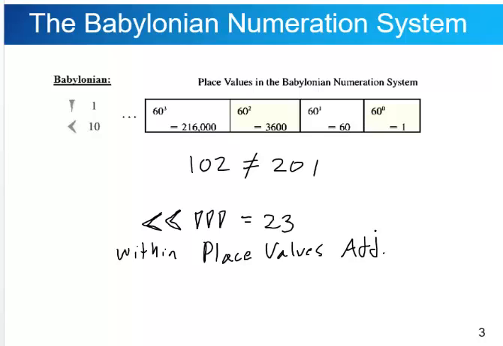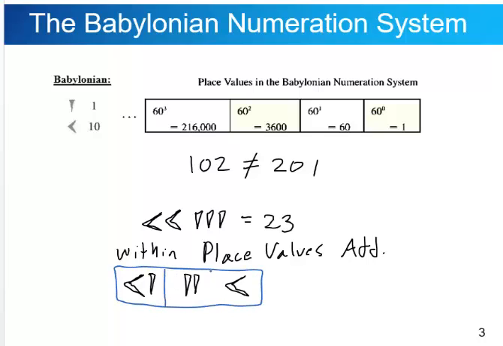Also, place values are designated by a space. So if I had something like this, I would read that as having 3 place values, and it helps to just draw boxes around them.